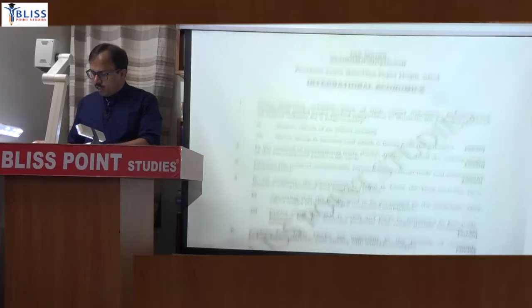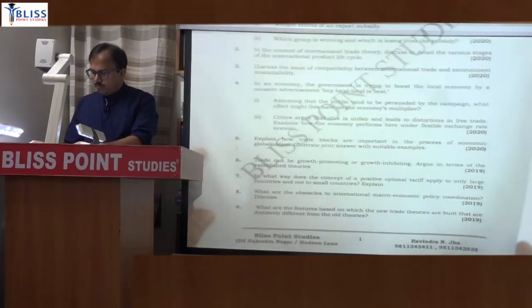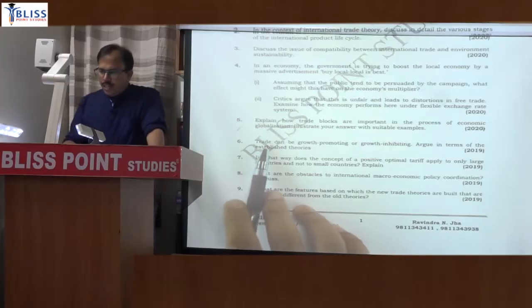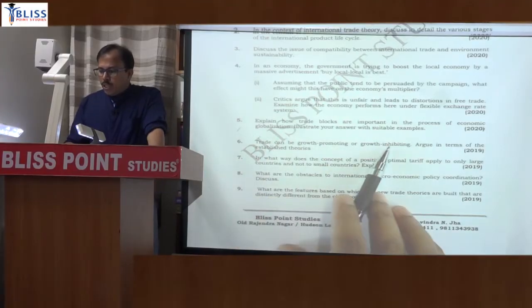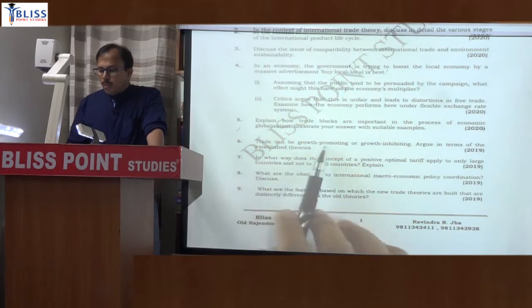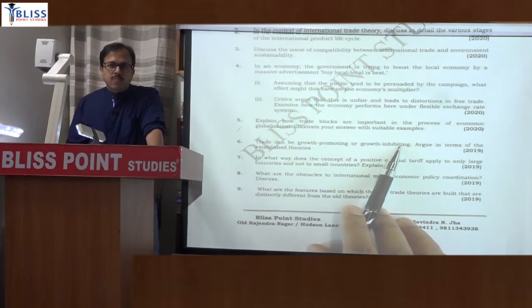In 2020 there were 5 questions, in 2019 there were 1, 2, 3, 4, and again in 2019, read this question: trade can be growth promoting or growth inhibiting, argue in terms of established theories. So we have read all the theories. Based upon those theories we have to answer, out of those theories which trade theory is growth promoting and which is growth inhibiting, restricting. So it is not asking for any particular specific trade theory. If you know all the theories, then you have to answer.